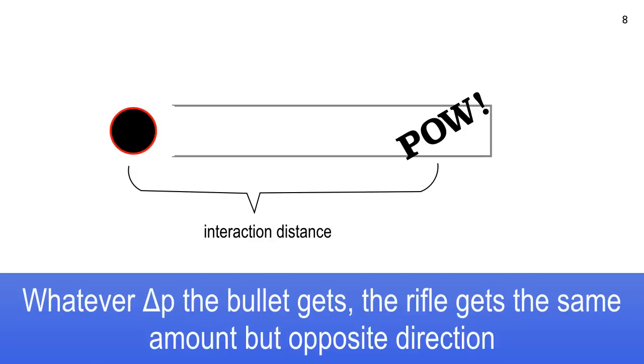Now, for a rifle or an artillery piece, any kind of gun barrel, the interaction distance from initial to the end of the barrel is just the length of the gun barrel. So that's fairly easy to calculate.